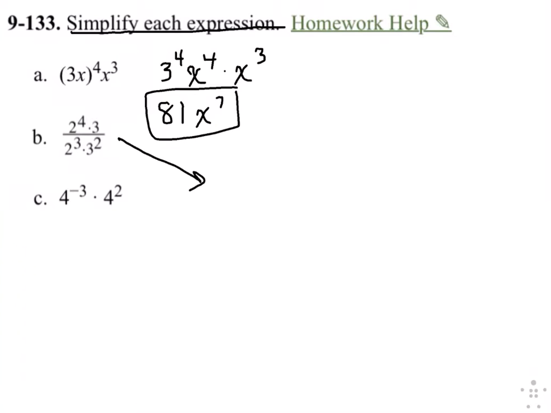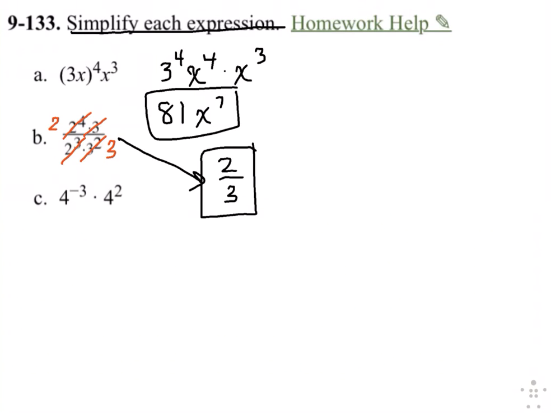First, I'm going to cancel whatever I can. 2 to the 4th and 2 to the 3rd leaves a 2 in the numerator. And 3 and 3 squared leaves a 3 in the denominator. So really not a whole lot of work on this one. We're left with 2/3 for that problem.